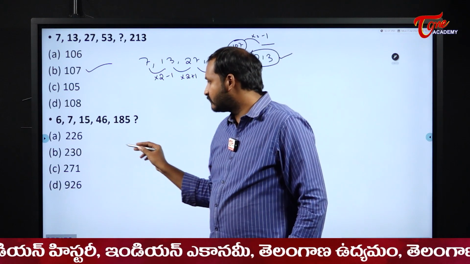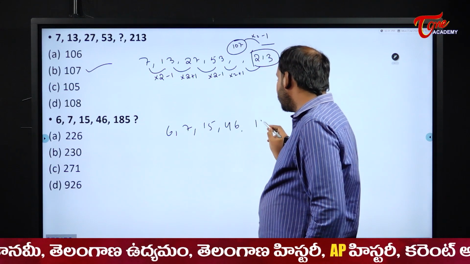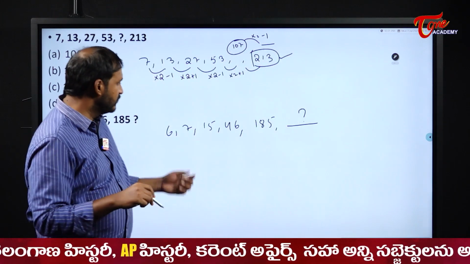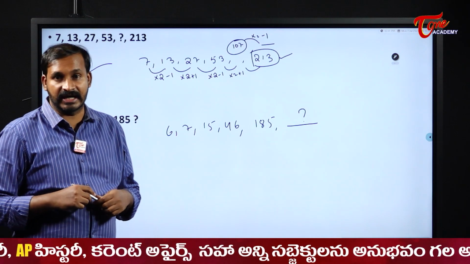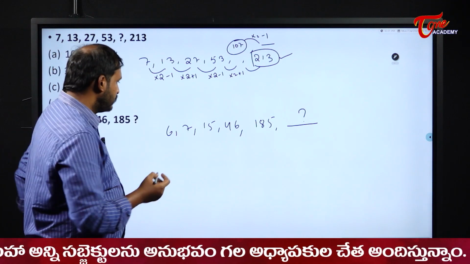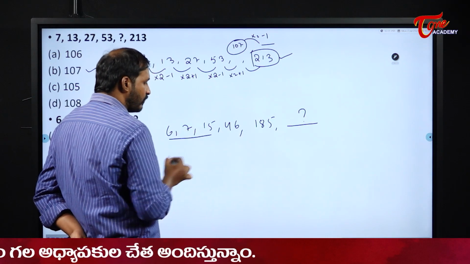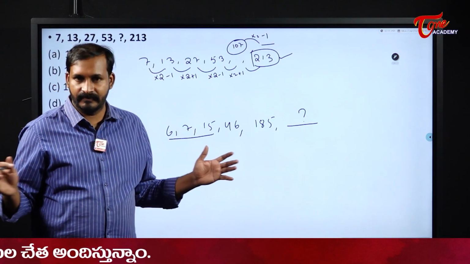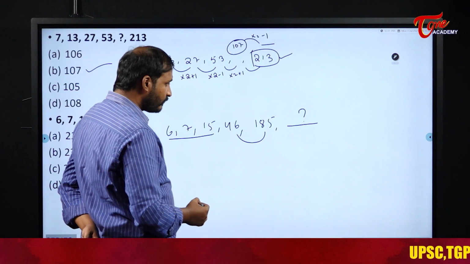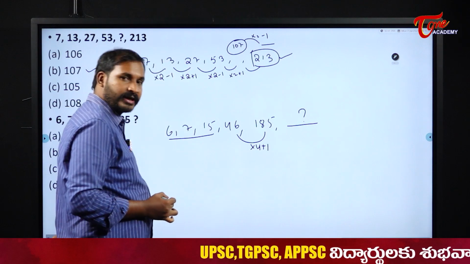Right? Next, see the next one. 6, 7, 15, 46, 185. These numbers are increasing suddenly. Yes. When you see 15 to 46 to something, it is increasing suddenly. But what is happening here? Multiplication is being done. So don't try to write the logic between these small numbers. Why? Because initially you may get many chances. So 46 to 185, what are the chances? Into 4 is 184 plus 1, right? Okay, there is a chance.